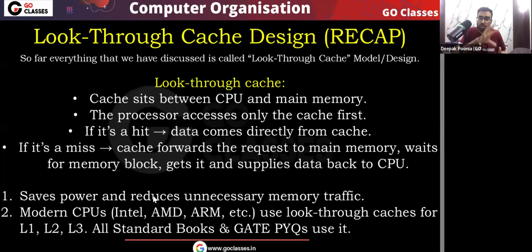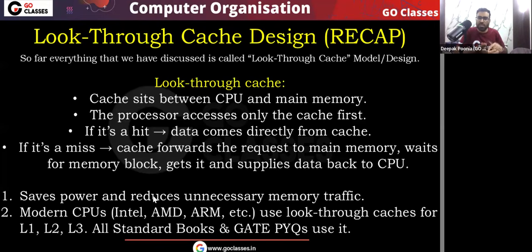But when the data is not available in the cache memory, then also we need to access the cache memory first, then we need to access the main memory. So in the look through design, or everything that we have seen so far in the memory hierarchy, basically what we do, if the data is not available in the cache memory, then also we have cache memory access time plus main memory access time.